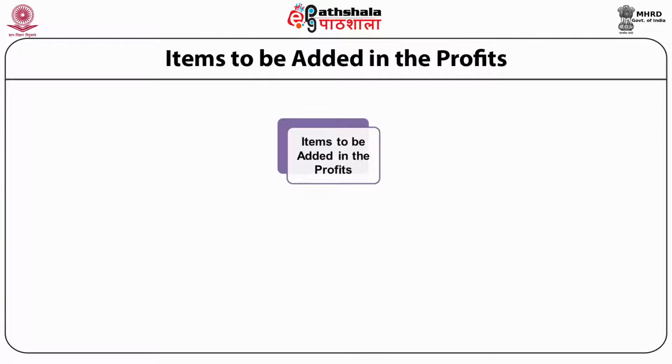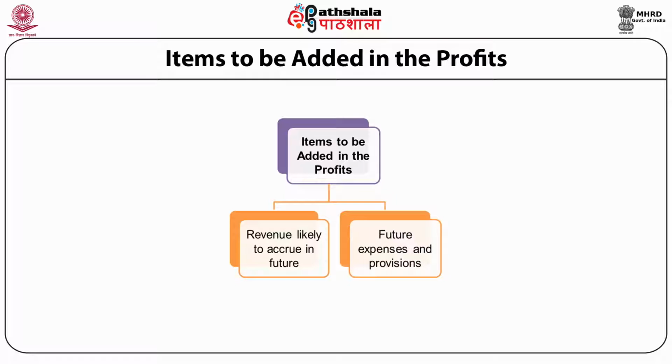Items to be added to profits are shown in this figure. This figure shows that revenue that is likely to occur in future is added to profit, whereas future expenses and provisions that are not likely to occur in future should be added back to the profit for the purpose of calculating true profit or fair profit, or calculating the goodwill.